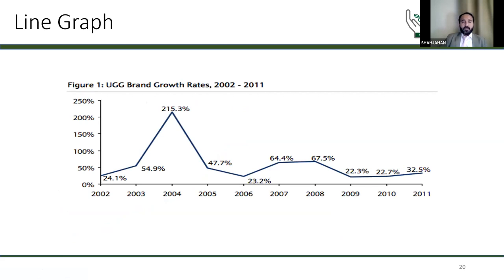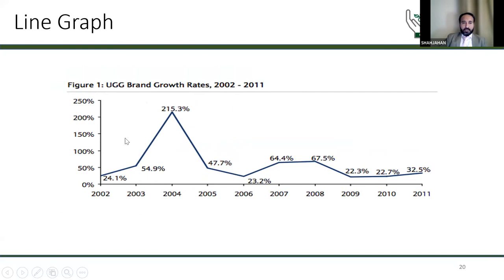Now we'll discuss the line graph. In the line graph, it is easy to see your results. Whenever you have results and you want to see them, use a line graph. Like this is the example of UGG brand growth rate from 2002 to 2011. UGG is a brand of shoes. I just want to show you the example.